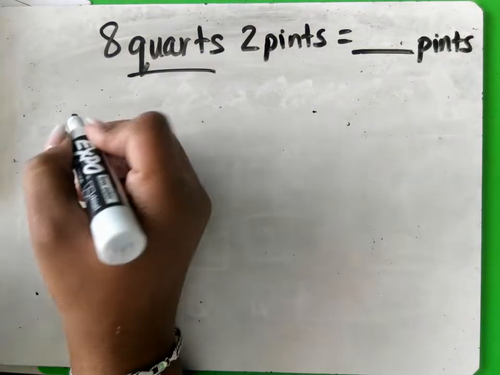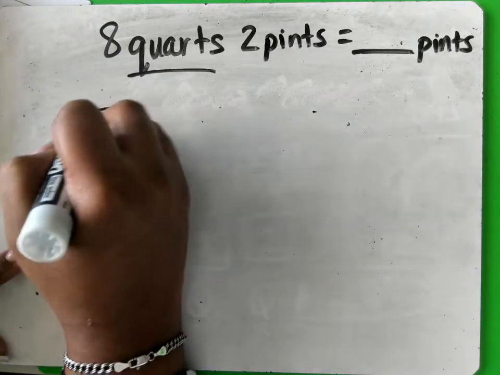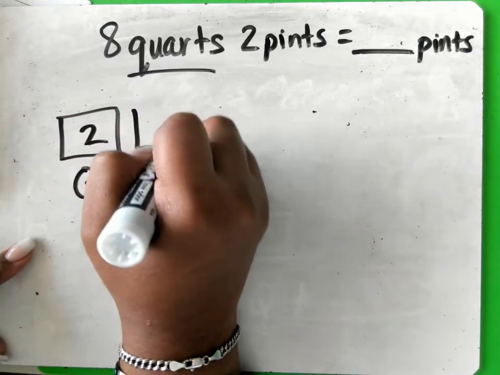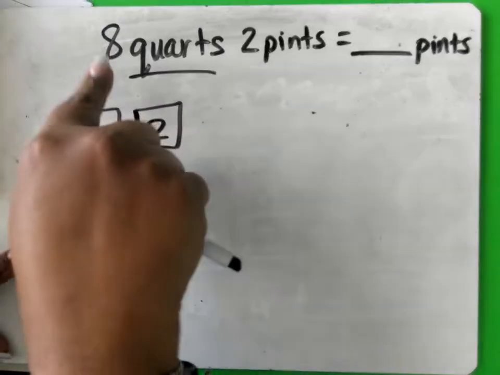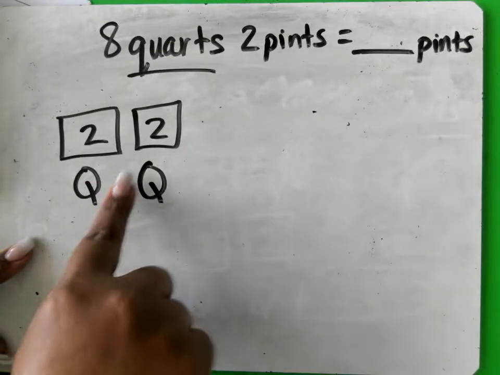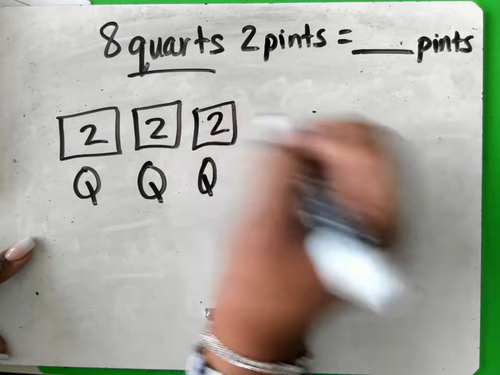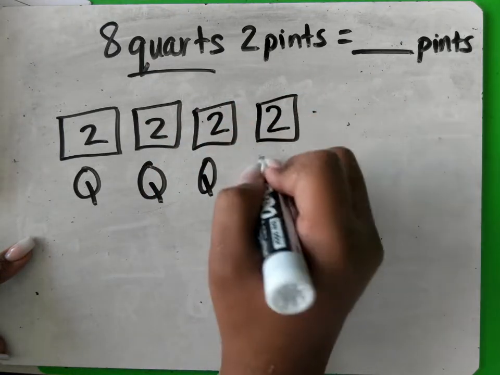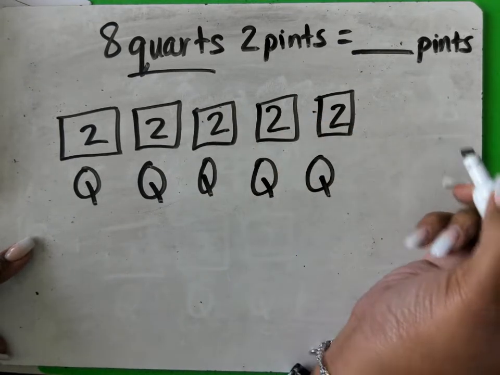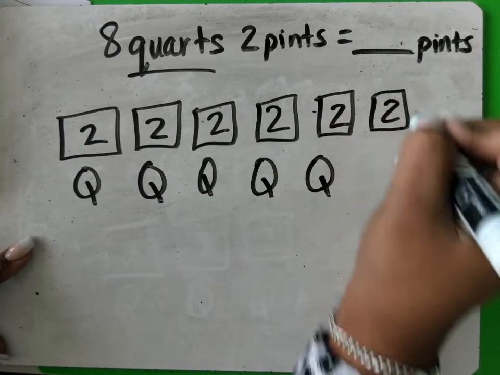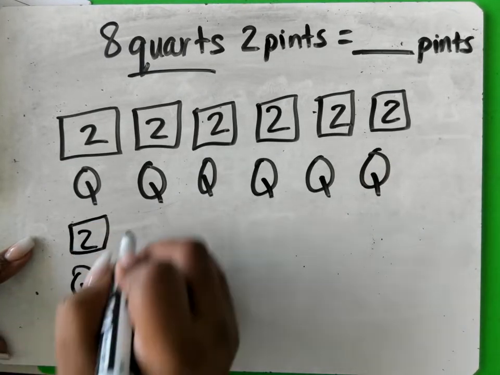I know that for every single quart I have 2 pints. So I'm trying to figure out how many is 8 quarts. So I already have 2 quarts. This is 3 quarts. 4 quarts. 5 quarts. 6 quarts. 7 quarts.